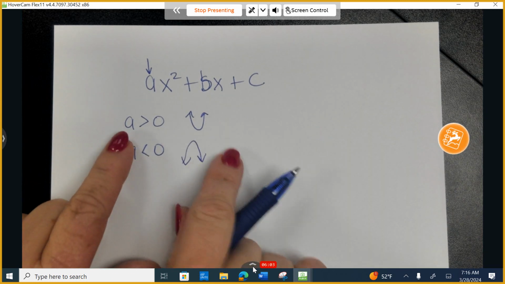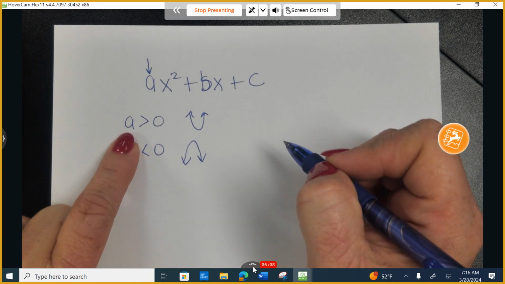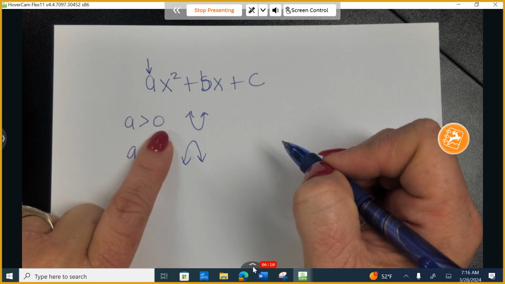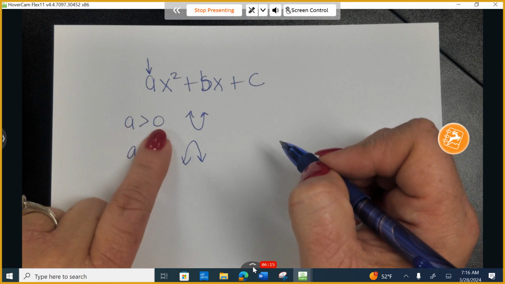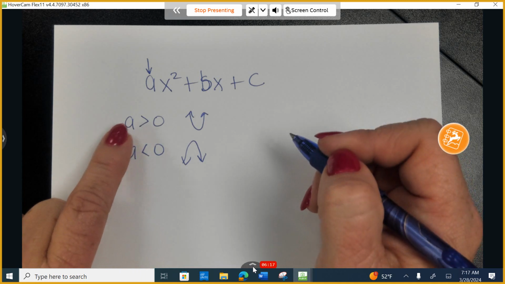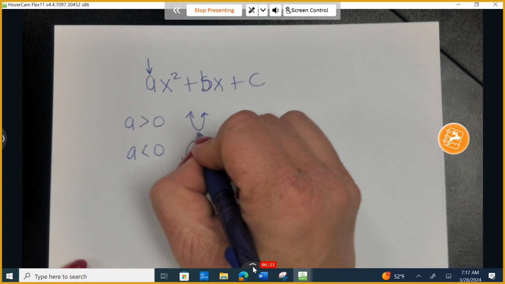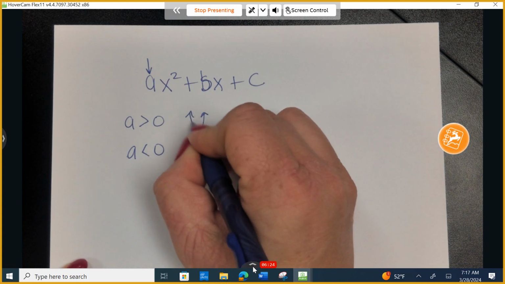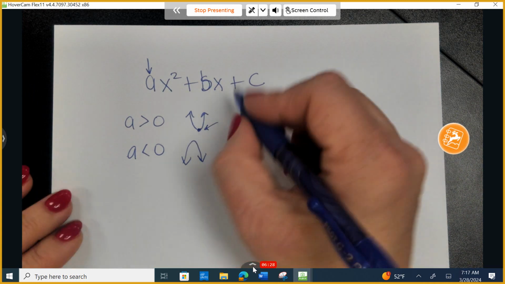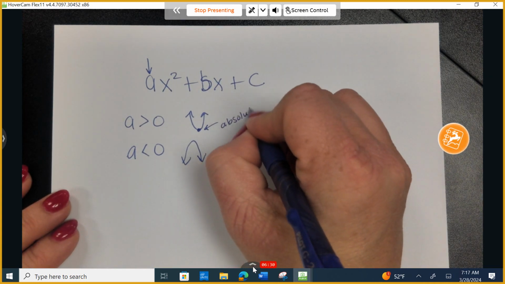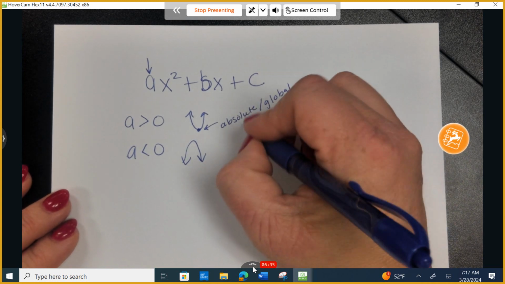Okay, you ready? So if a is greater than 0, we would say that a, the leading coefficient, make sure you're listening. If a is greater than 0, we would say a is a positive leading coefficient. Now listen closely. When you have a positive leading coefficient, you have this shape, just like Jose shared with us. And this shape creates an absolute, you probably want to write this down, or global minimum.